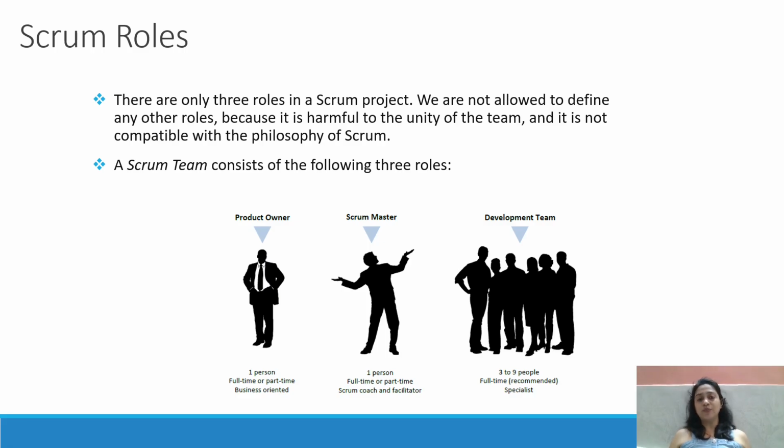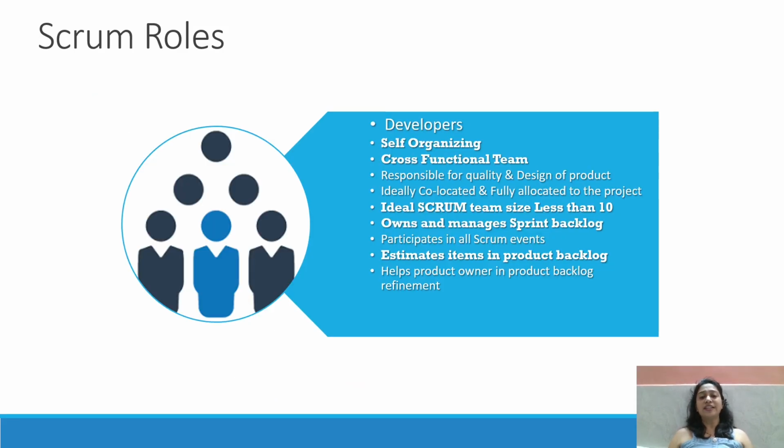So the Scrum team consists of the following three roles: the product owner, the Scrum Master, and the development team. The product owner is one person, full time or part time, business oriented. Then the Scrum Master, one person, full time or part time, a Scrum coach and facilitator. Then the development team, 3 to 9 people, full time. It is recommended to be full time, not part time. Those are specialists like developers, QA, architects, and many others. But it's a development team. So let's go ahead and see one by one.